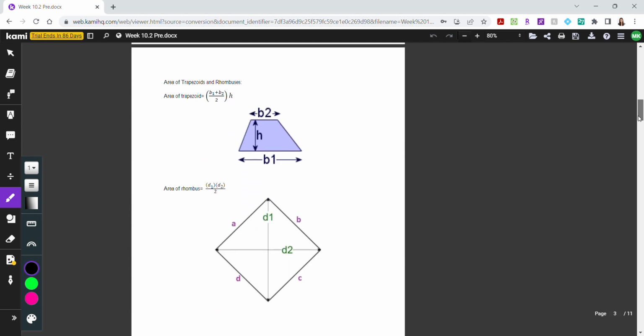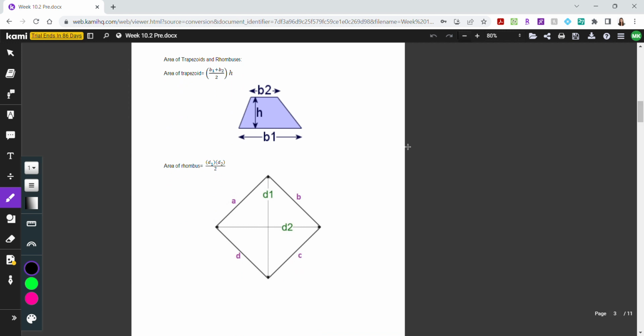Next thing that we have is area of trapezoids and rhombuses. For the area of a trapezoid, we would first need to do base 1 plus base 2, then take half of that, so B1 plus B2 divided by 2 times H. And that's to find the area of the trapezoid. So this plus this, get that, divided by 2 times H.